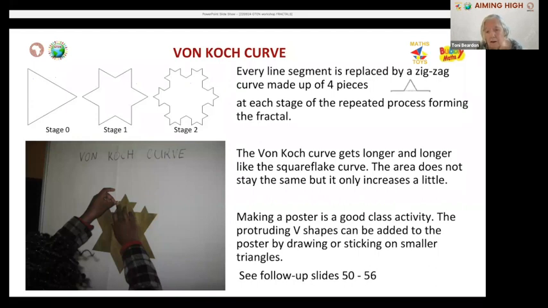And at the end, there are follow-up slides 50 to 56. Now, I'm going to send you a PDF with all these slides on, and we didn't want to spend much time on the Von Koch curve. So I've put the slides at the end, which you can look at later if you want to.